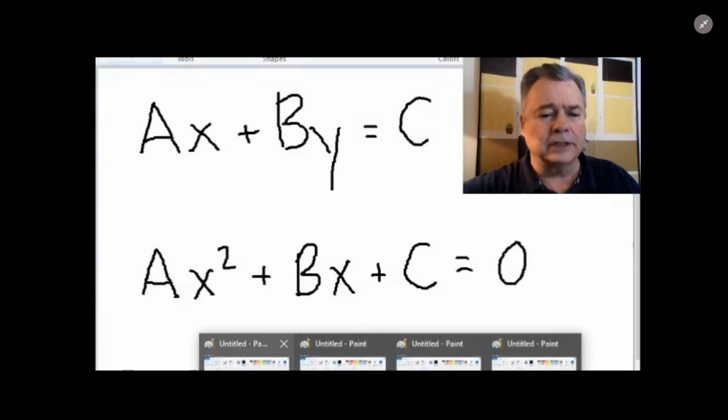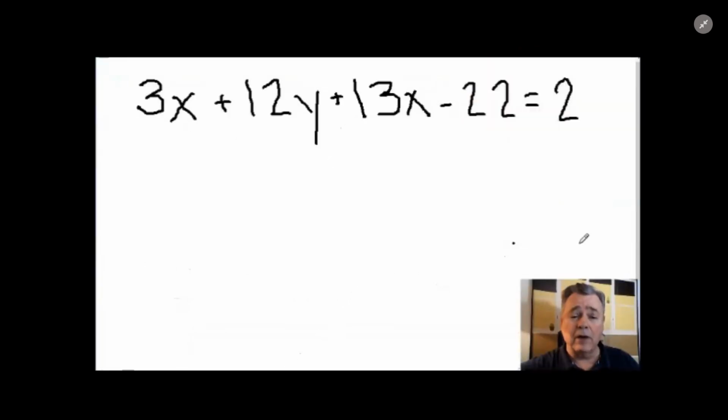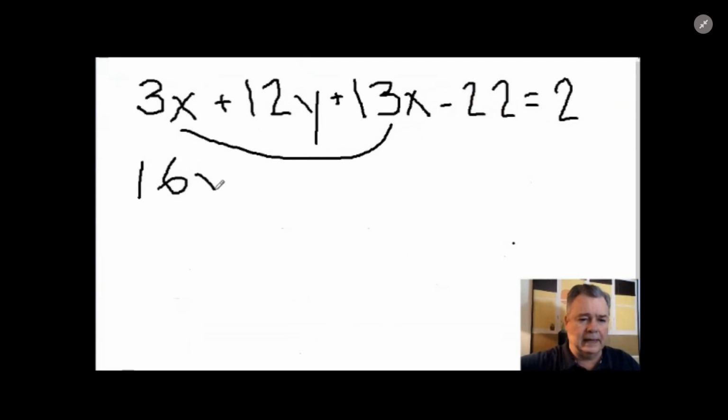Consider the function 3x plus 12y plus 13x minus 22 equals 2. To put it in standard form, we first need to combine the like terms. 3x can be combined with 13x. And the two constants, 22 and 2, can also be combined. The result is 16x plus 12y equals 24.